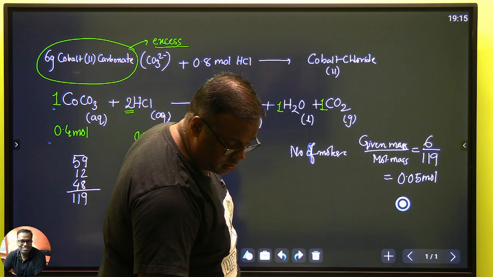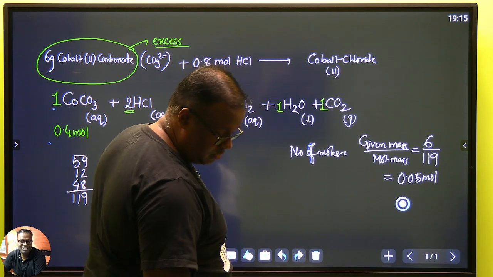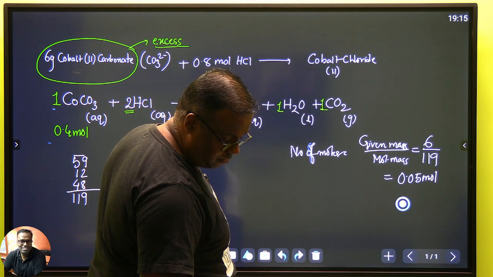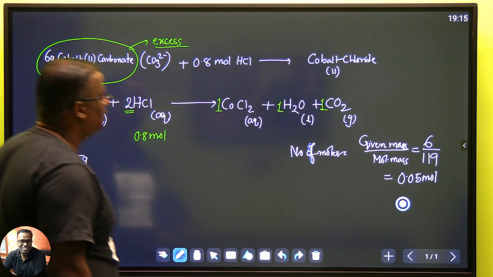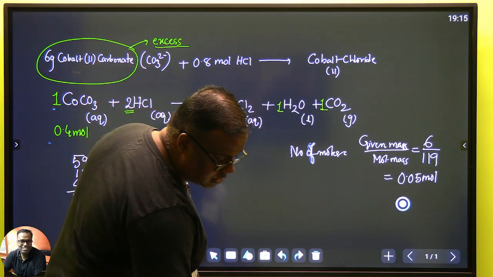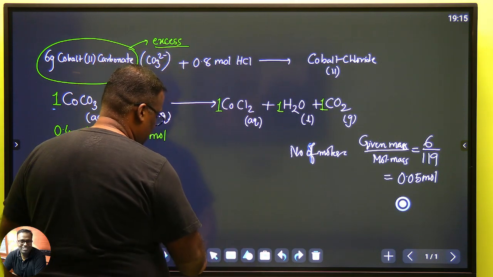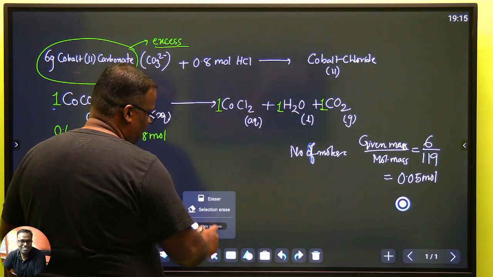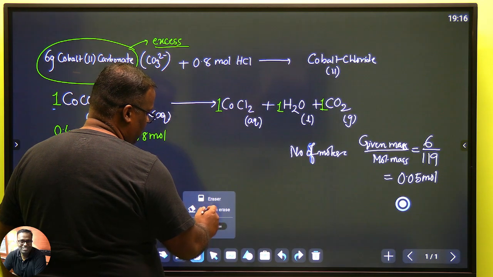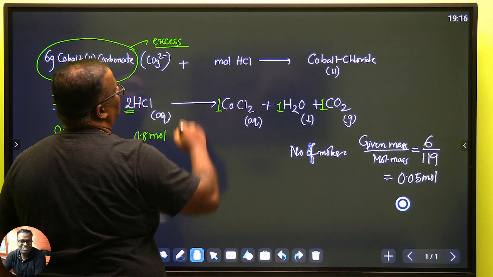They are asking us, show that cobalt carbonate was in excess. 119, 6 grams divided by 0.05. Show that cobalt carbonate, how much of HCl? Oh, 0.8 no, I made a mistake. That's what I was thinking. The question cannot be wrong. Just 1 minute. This is not 0.8, it's 0.08.